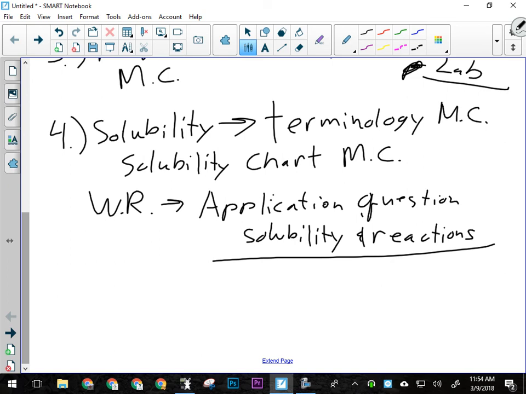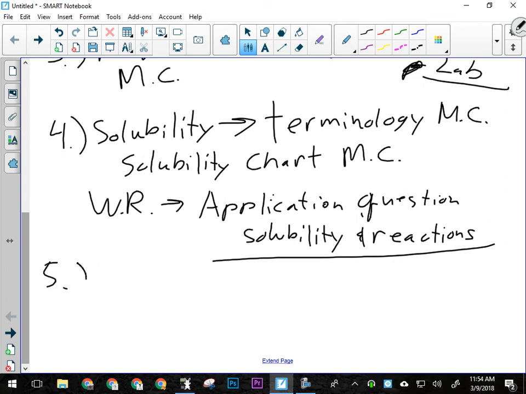You're going to have to read the preamble for it. This is what's going on. Here's the situation. Now, how can I apply what I know about solubility, using my solubility chart, and reaction types to answer this question? That'll probably be the toughest thinking question on the test. That's going to require you to think outside the box, to create some stuff, to generate some stuff. That'll be a real higher level thinking question.